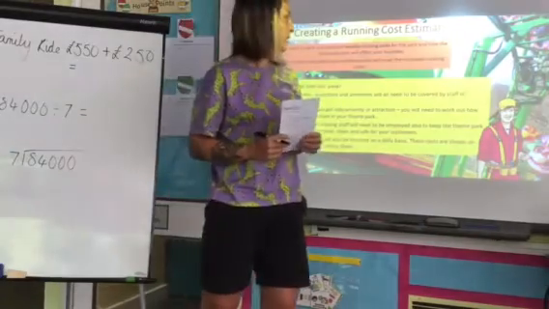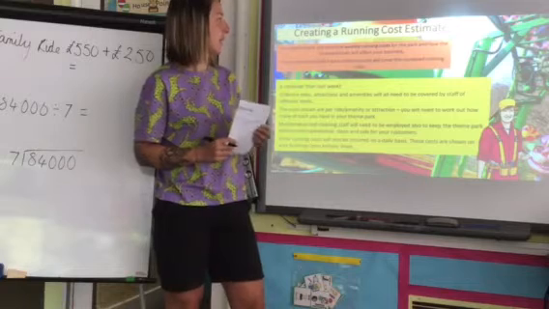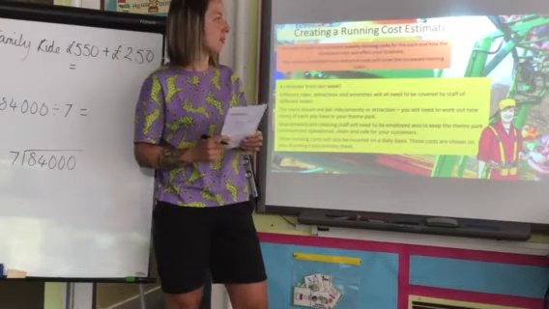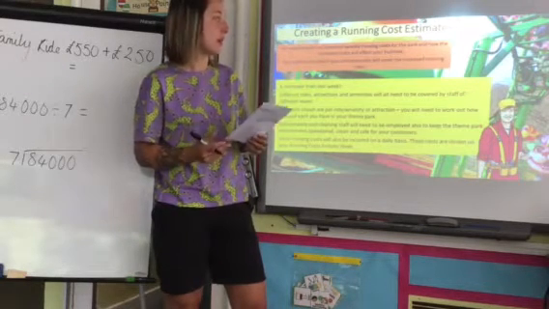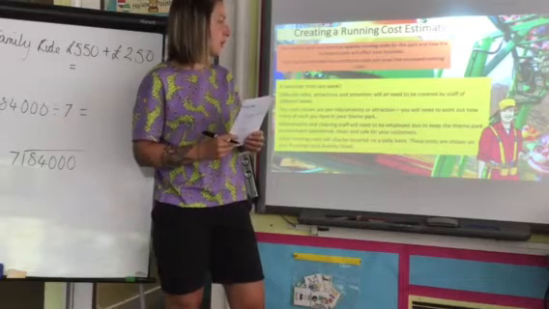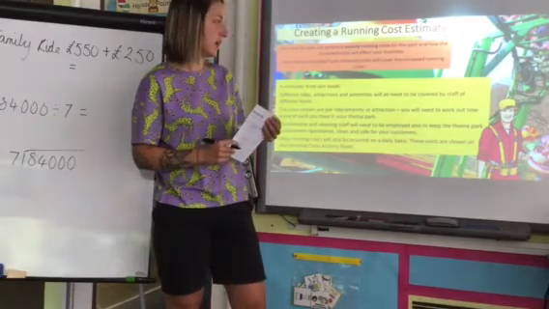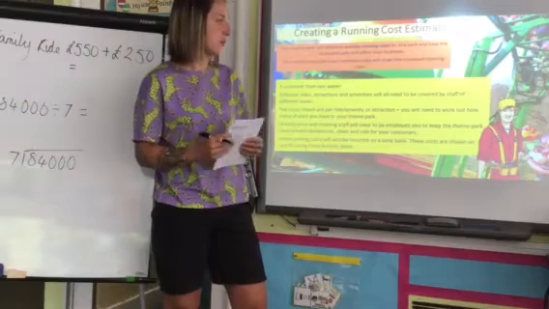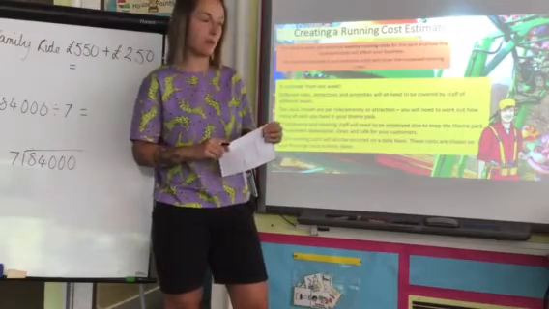So we're building on from yesterday's lesson, and today we're going to calculate the running costs. That's how much it costs to run the theme park rides. So you have to consider the things that would cost money, so that's staffing, but there's also the electrics, the maintenance and the repair.